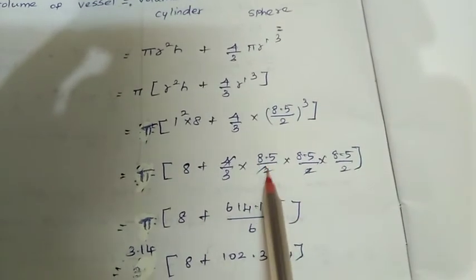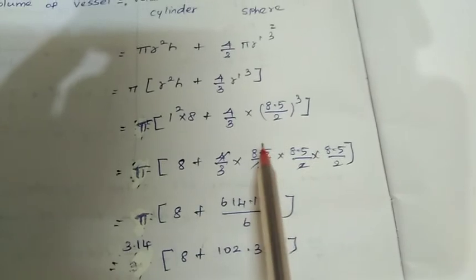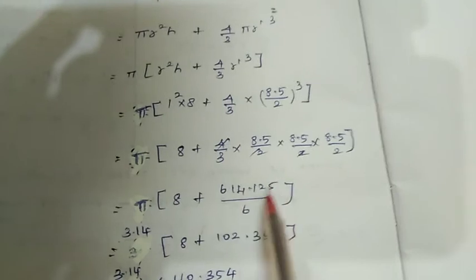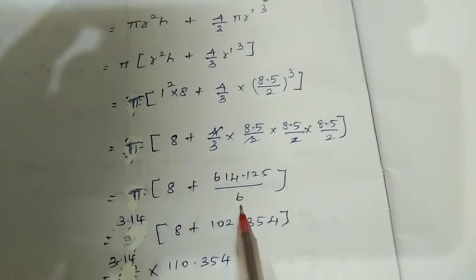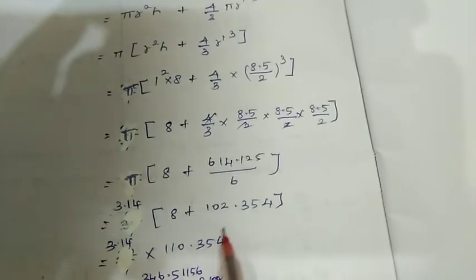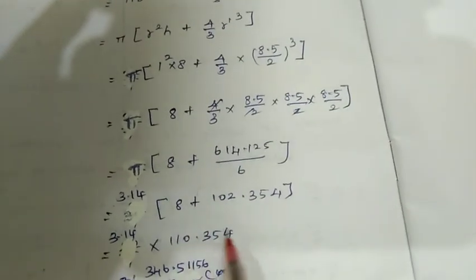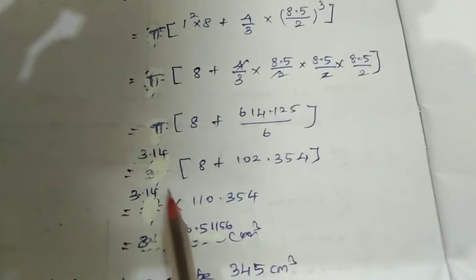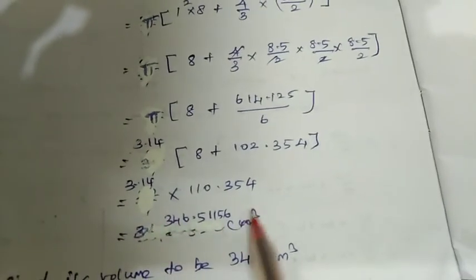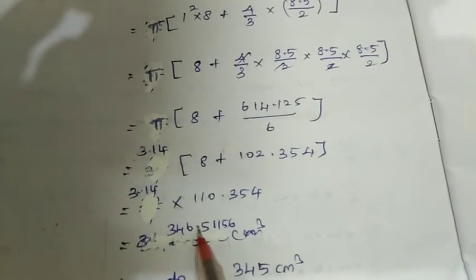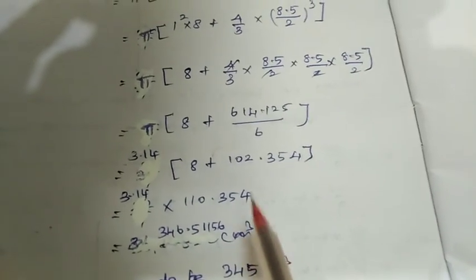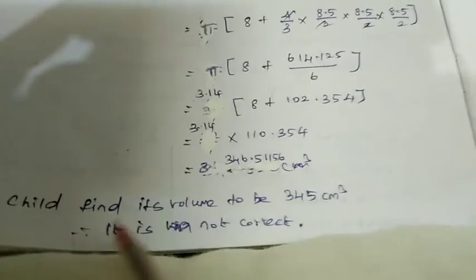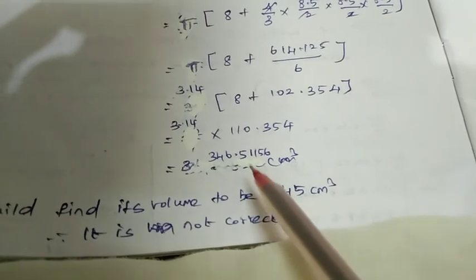Cancel this 2, 2s are 4, cancel. And finally the 8.5 product is 614.125, and 3 into 2 is 6. So divide this one, so 102, this addition 110.354. So pi value 3.14 is given, substitute 3.14 and multiply, and you get the decimal answer 346.51156 centimeter cube.